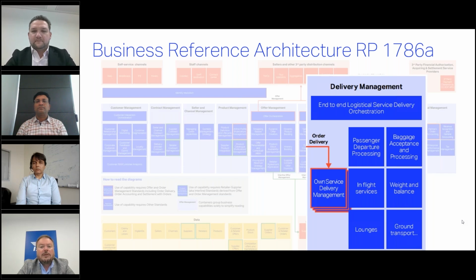But here we're looking at departure processing, for example, baggage acceptance and processing. Now, there are some capabilities which don't directly relate to distribution, but which the group felt were important to identify, because these are essential capabilities for the airline to maintain its delivery in a proper way. So we're talking about, for example, weight and balance or ground support, and some which are more of a commercial nature, which weren't necessarily included in the initial views of end-to-end management.